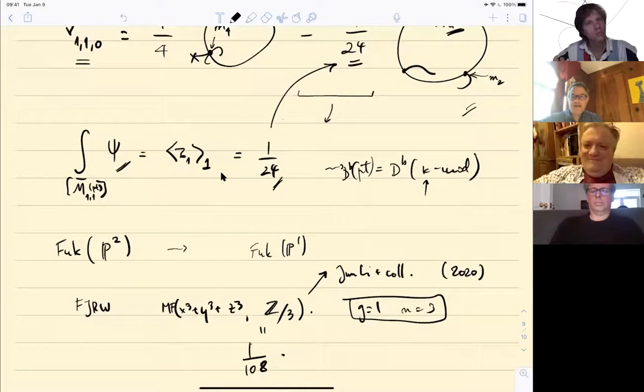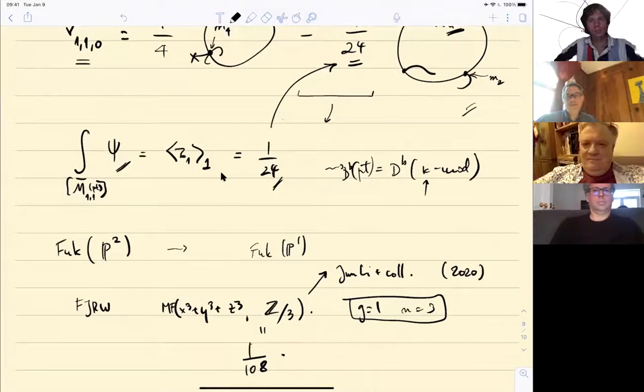So for next time, my goal is to discuss splittings and how we use them in defining Gromov-Witten invariants. So far, the splitting has played no role.